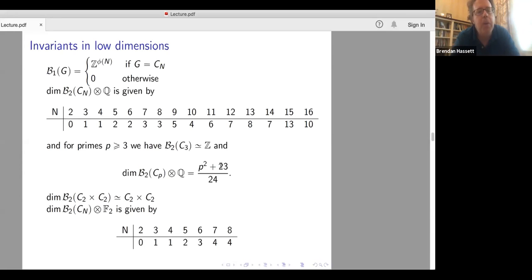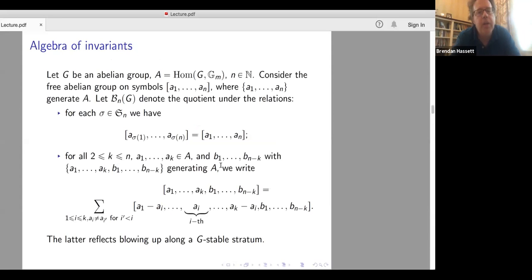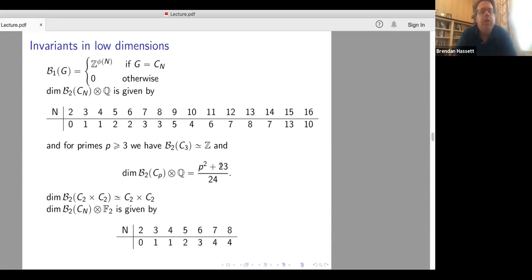So I'm going to go back for a moment and just write down. Recall that we're just taking this free group generated by the symbols, and there's only a finite number of symbols. So this is a finitely generated abelian group. It might have torsion. And we're imposing these relations, and well, what do we get when we do that? And so there are some tabulations here. This is again due to Kontsevich, Pestun, and Tschinkel.